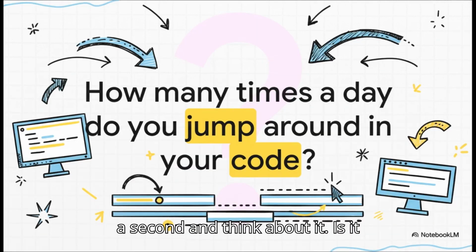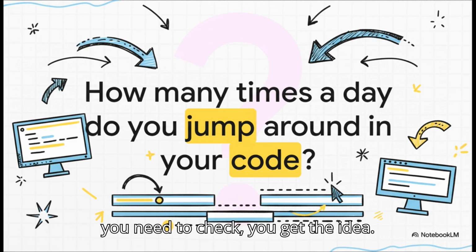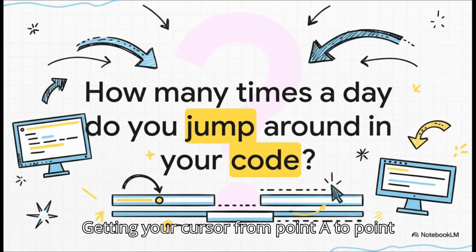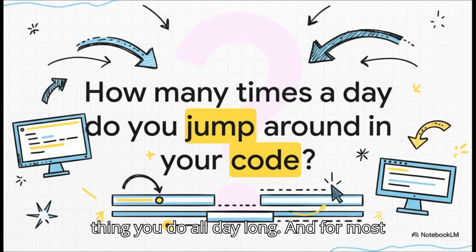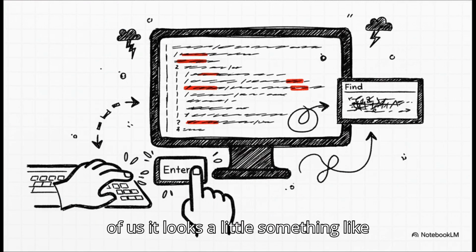I mean, seriously, take a second and think about it. Is it hundreds of times? 1,000? You see a function you need to tweak, a variable you need to check, you get the idea. Getting your cursor from point A to point B is probably the single most common thing you do all day long. And for most of us, it looks a little something like this.